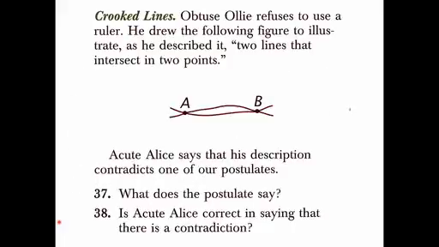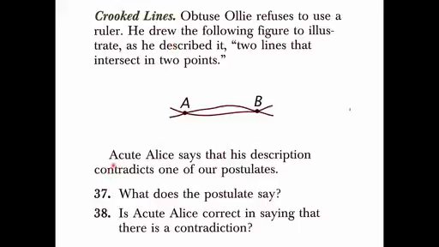All right, Obtuse Ollie. He's a little obtuse. Doesn't always catch on. So he doesn't use a ruler. He had 2 points A and B here, and he drew that figure and said, aha, 2 lines intersect at 2 points. There they are. There's 2 points, and I got 2 lines through them.